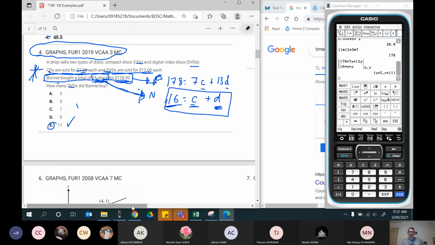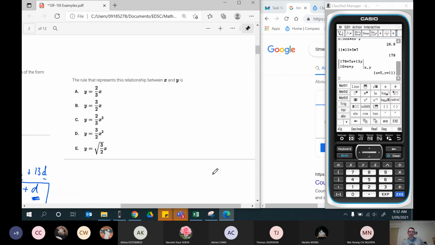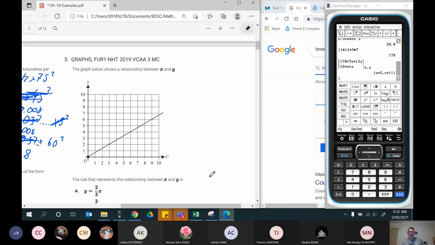That one's just a bit of a refresher, just to go over some of the stuff of a really difficult question. All right, here we go. I want you guys to have a go at this. The graph below shows the relationship between x and y. The rule that represents this relationship between x and y is what?